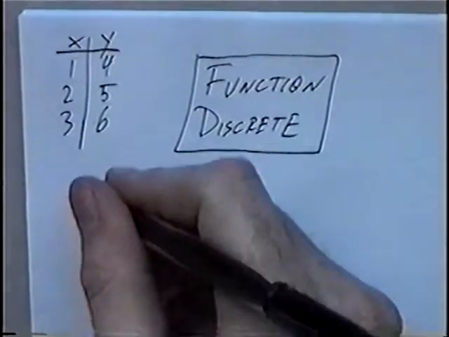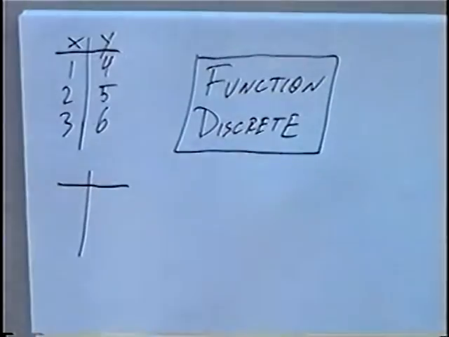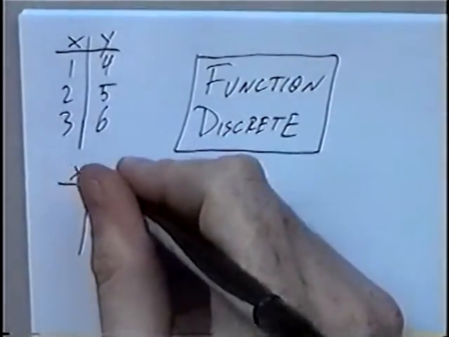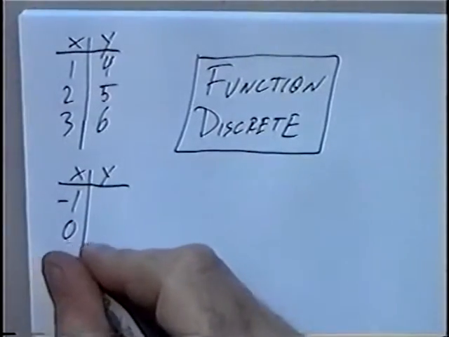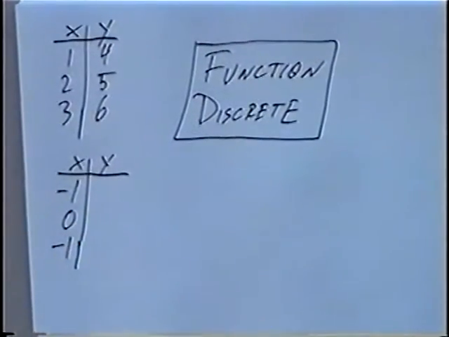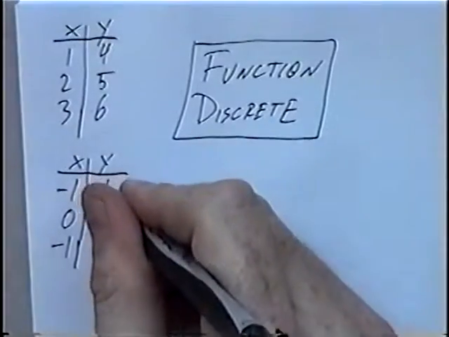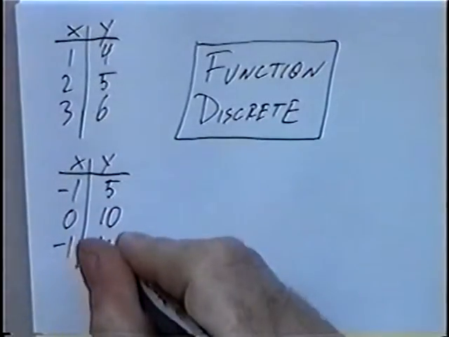Second question, another xy t-chart. The x values in this case are -1, 0, and -1. And the y values are 5, 10, and 15.